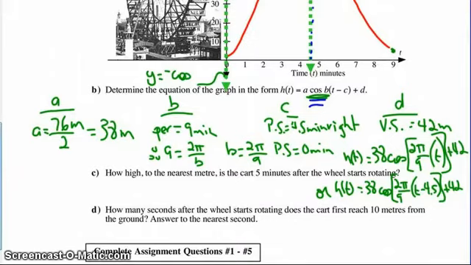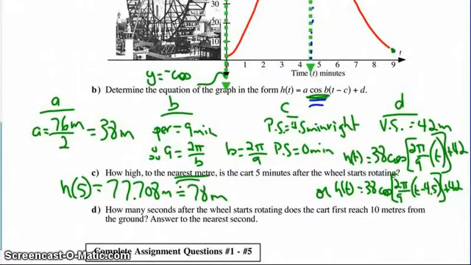Question C asks you, how high is it after 5 minutes? You could graph it on your calculator, or you could substitute it in and use the equation. Either way, you get, to the nearest meter, 77.708 meters, which is approximately equal to 78 meters.